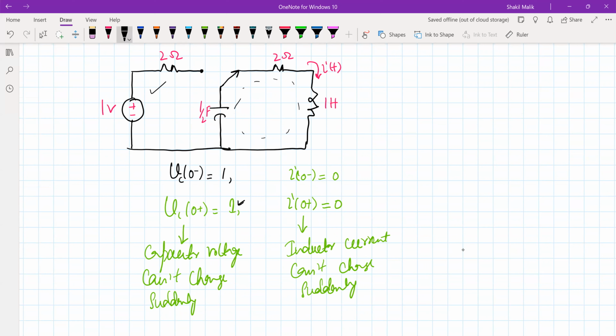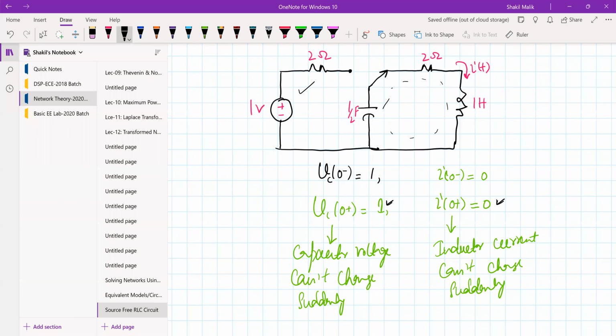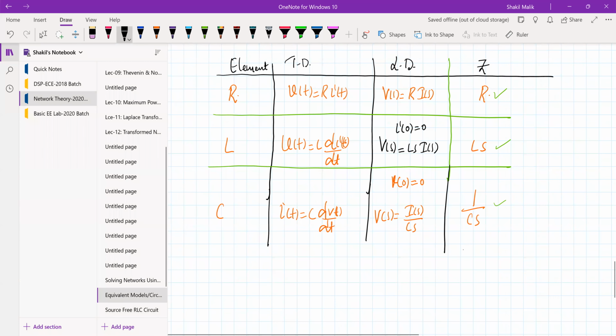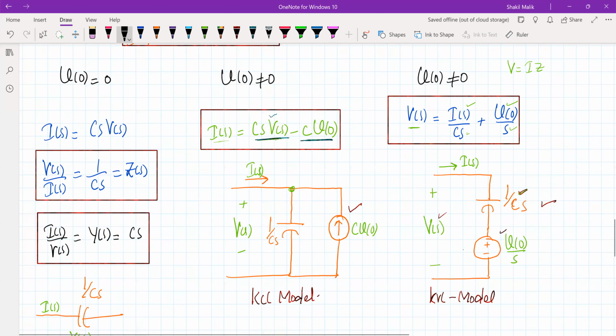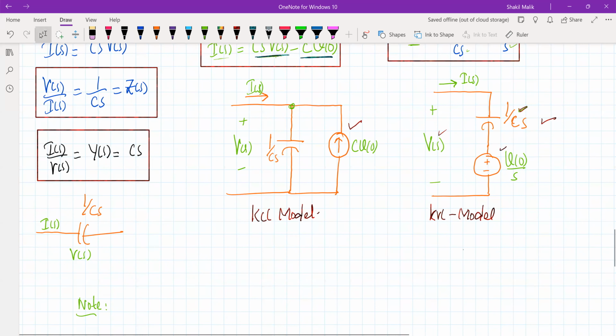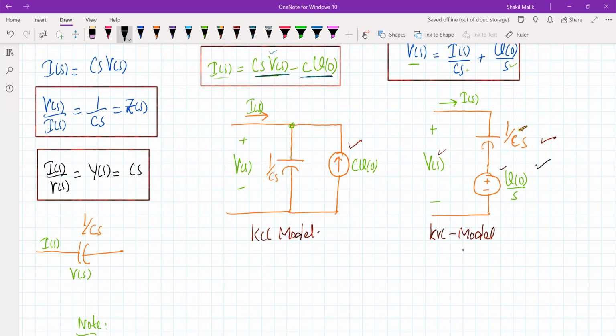We know the model is, and what is the equivalent model of an inductor if the initial value of the current is 0? Now we have learned this in the previous lecture. If we go back to the previous lecture, you can see if the initial value of the capacitor is not equal to 0, then the equivalent model is this or this. So we'll use this one.